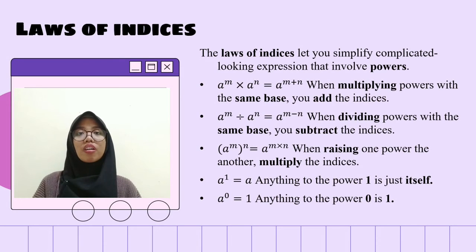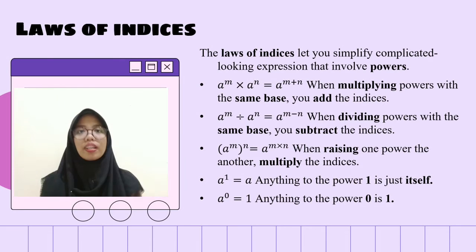2. a to the power of m divided by a to the power of n equals a to the power of m minus n. So, when you are dividing powers with the same base, you can subtract the indices. Third, a to the power of m in bracket to the power of n equals a to the power of m times n. So, when raising one power to another, multiply the indices.